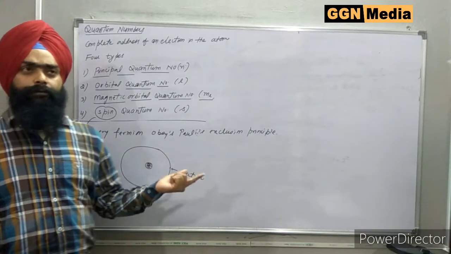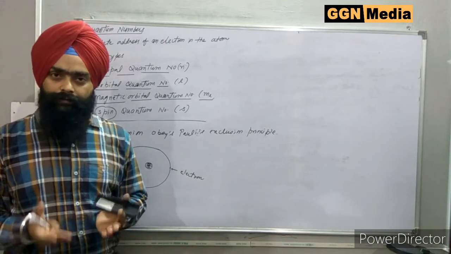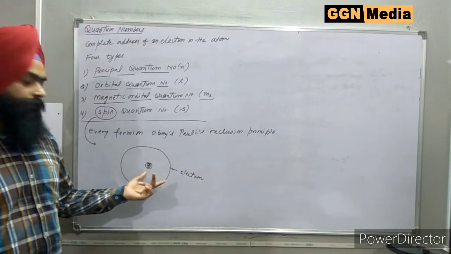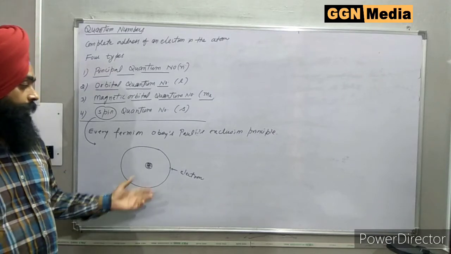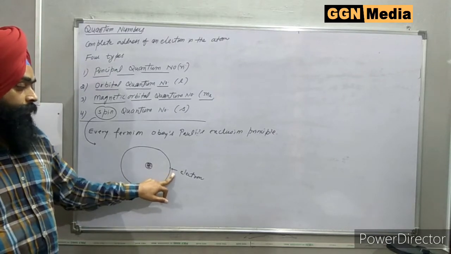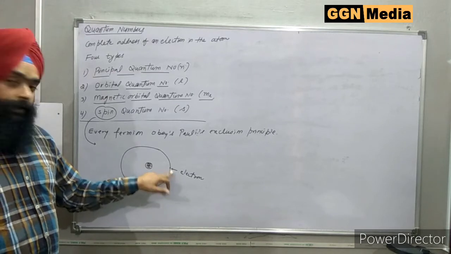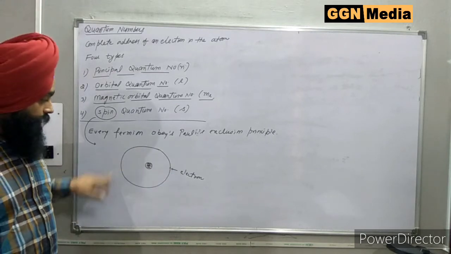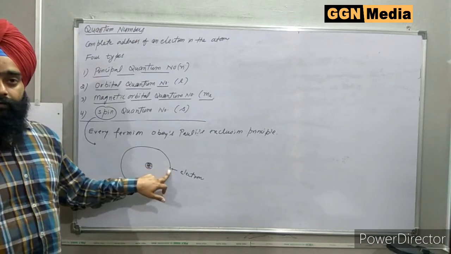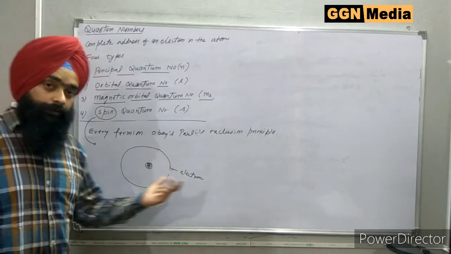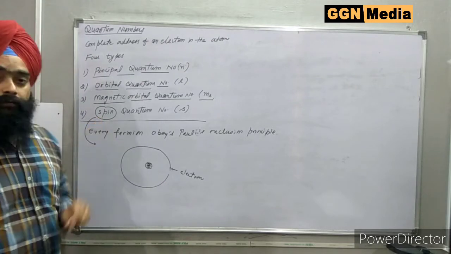Around 1925 or 1927, an experiment was performed which is called the Stern-Gerlach experiment. From that experiment, it was concluded that the electron revolves around its own axis in addition to the orbital motion, and this motion which is around its own axis is called spin motion of the electron.